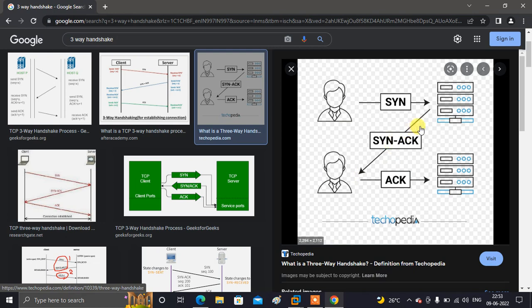If in case this SYN plus ACK is not received by the client, the client will not send the ACK. The server understands that it sent the SYN plus ACK flag, but maybe it wasn't received at the destination. That's why the ACK is not sent, so the server will resend the SYN plus ACK again. That's why it is called a reliable connection. You can see there are three handshakes, 1, 2 and 3. Together they are called the three-way handshake.